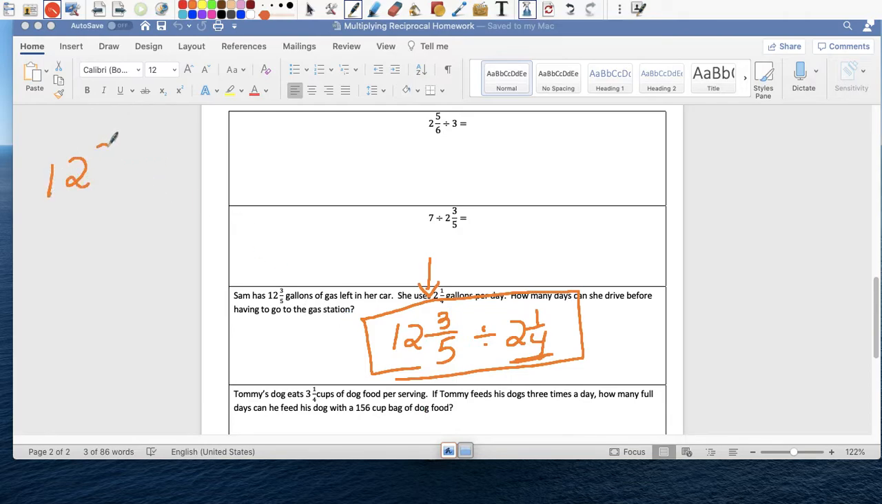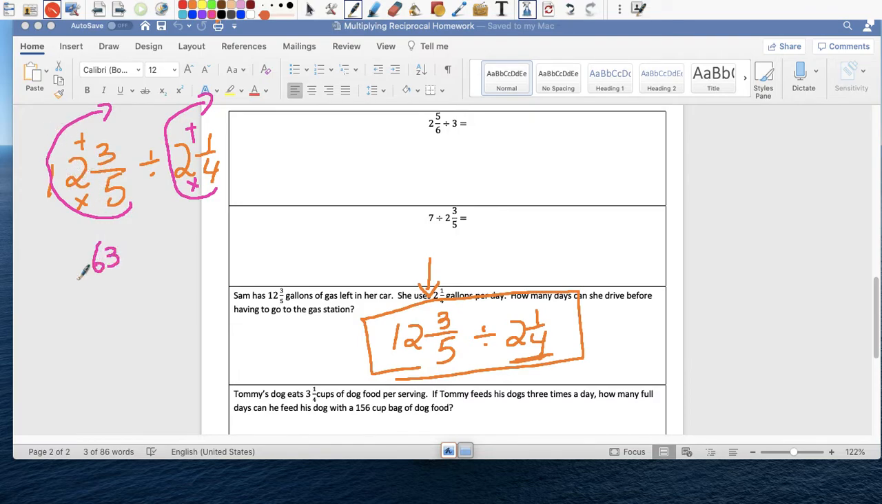So, divided by 2 and 1/4. Let's change that. It's times and plus. Oops, and change colors. Times and plus. 5 times 12 is 60. 60 plus 3 is 63 over 5. Divided by 4 times 2 is 8. Plus 1 is 9 over 4. Change to the multiplication problem, for which we're going to use the reciprocal. 5 times 9 at the bottom, I know that. It's 45. 63 times 4 is 252.